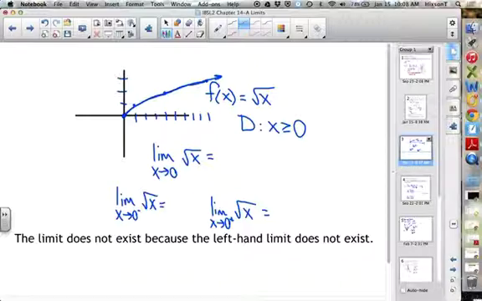Alright, so as we approach from the right, the function approaches 0. Okay? So that's what we expected. You know, when we evaluated, we got 0. What do we get as we approach from the left? Yeah, it doesn't approach from the left. Okay? It doesn't approach from the left, so that does not exist. Therefore, our limit does not exist.